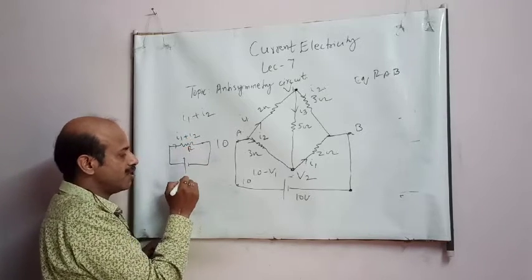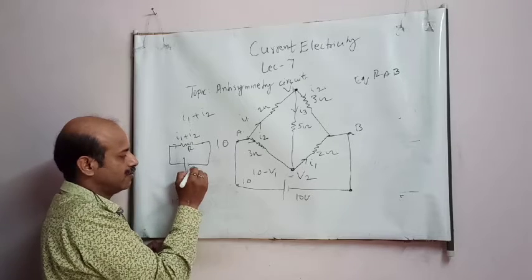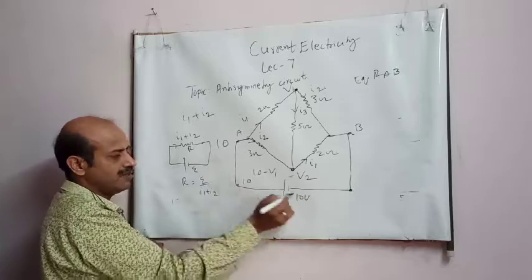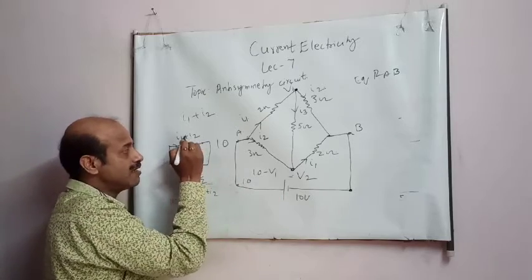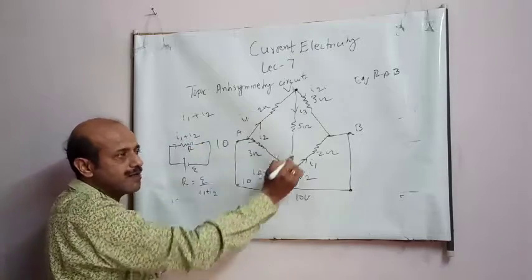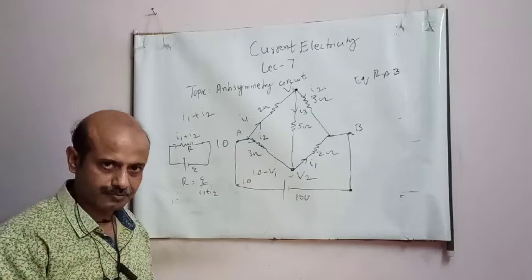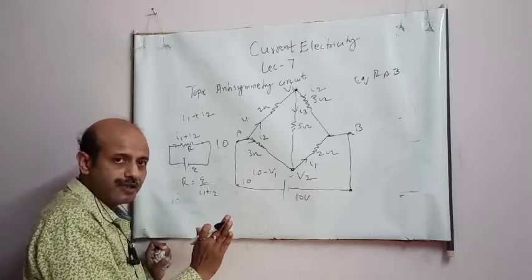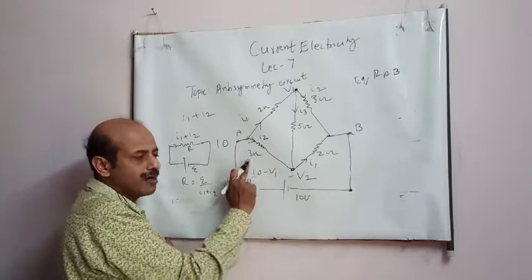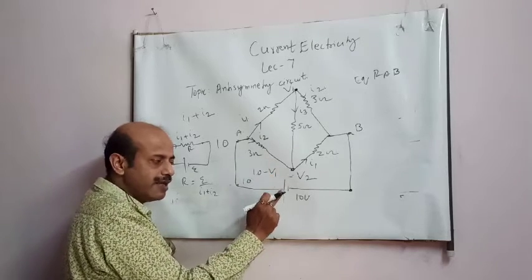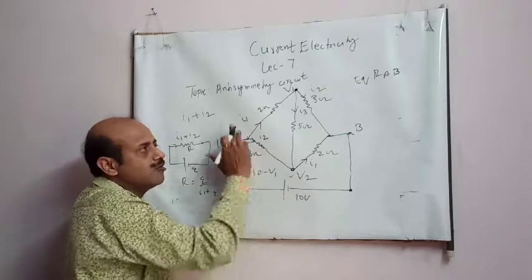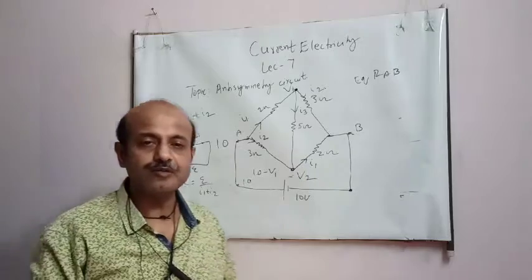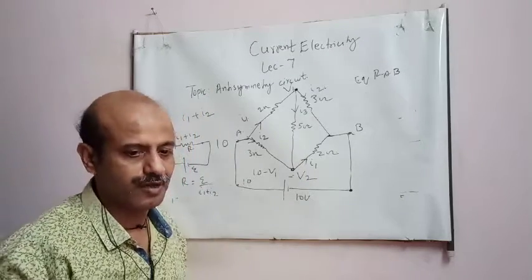Then the R of this circuit will be given by, student, E upon I1 plus I2. E is this 10, and I1 plus I2 I will get just now by this method what we have solved. So got it, student, how you can find R equivalent of this circuit? You find out total current, and then you do V upon I, that is equivalent R. So student, this is a very easy method to find out equivalent resistance. You can easily find out.